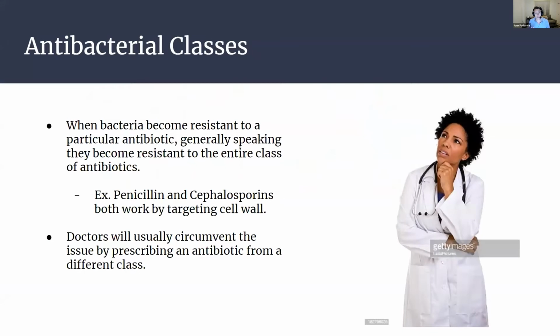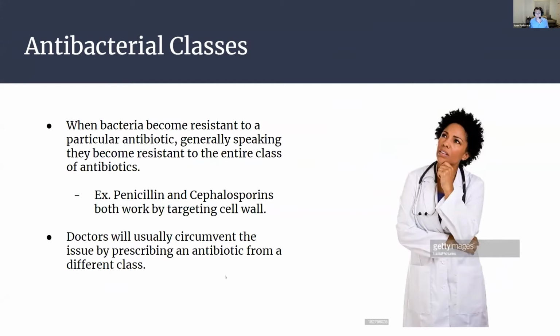It is important to know that when a bacterium develops a resistance, it will also develop a resistance to almost every antibiotic within its class. For example, penicillin and cephalosporins both target the bacterial cell wall. If a bacterium develops a resistance to penicillin, it is safe to assume that it might have developed a resistance to cephalosporins as well.